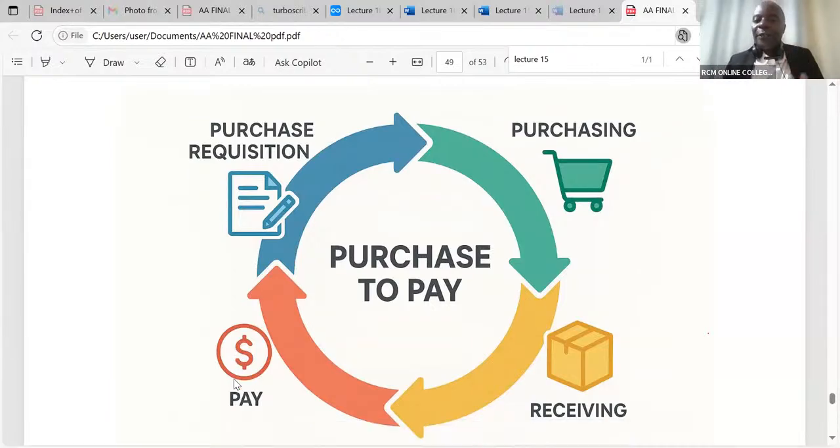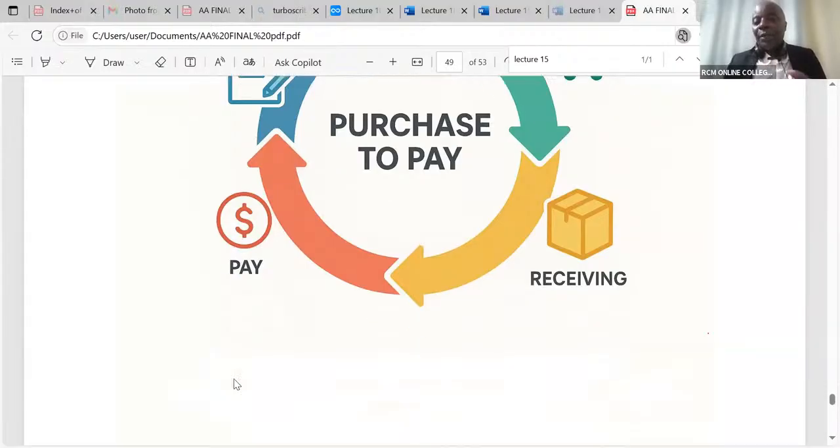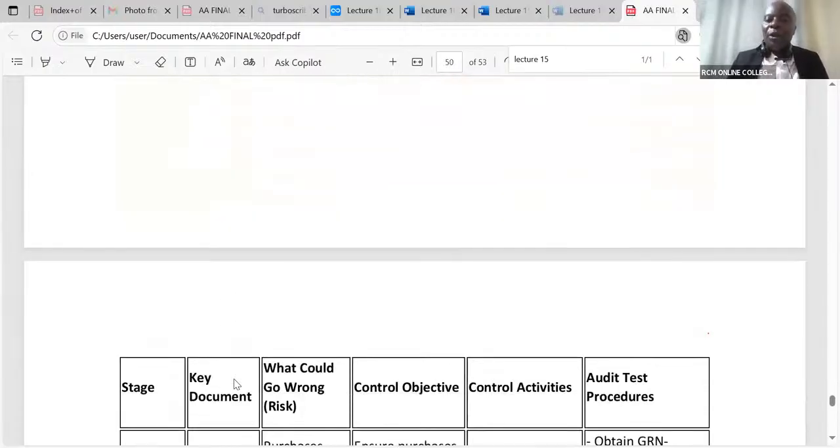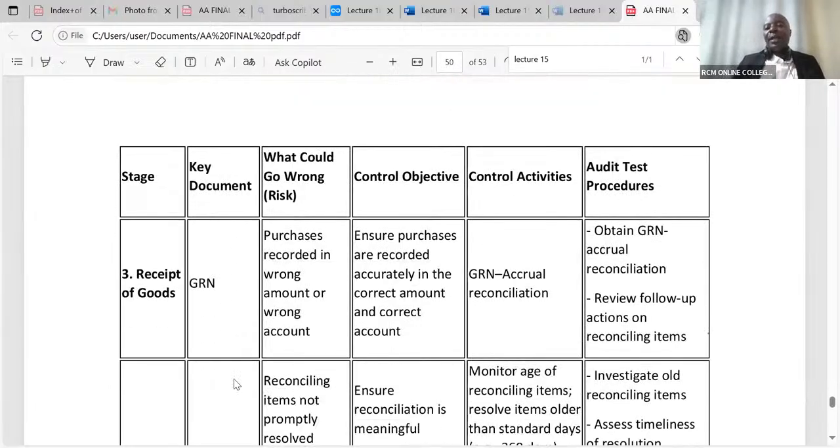So as an accountant, as an auditor, you must understand this cycle very well, because it is out of this cycle that we shall be able to put down our internal control system. So I start with stage number 3. And you must also understand the key documents.